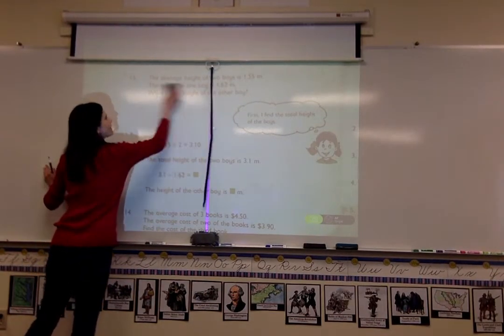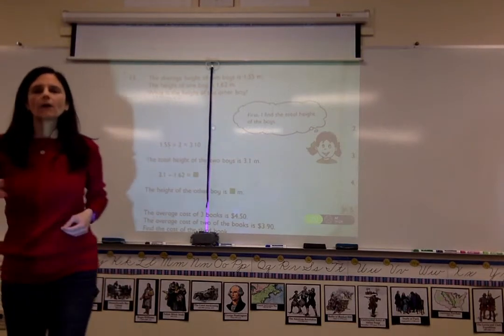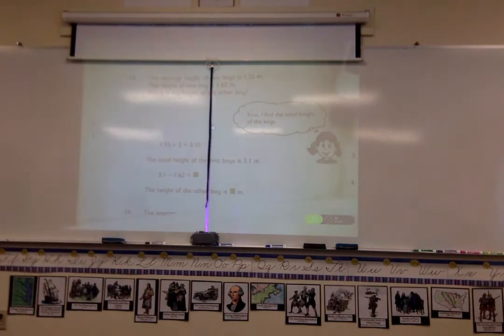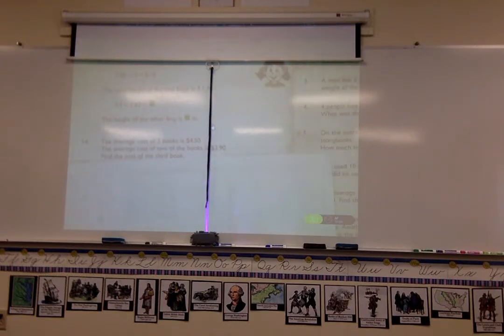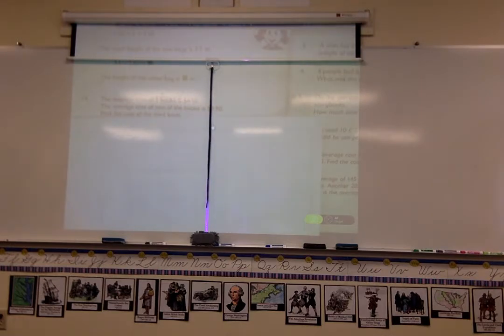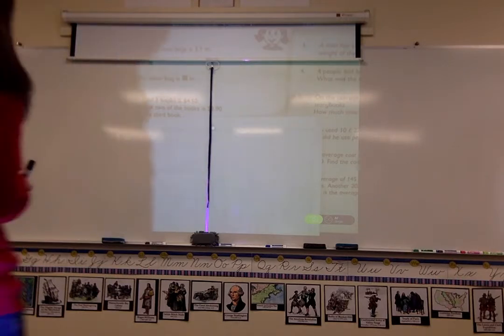And let's take a look at the second word problem that we're being asked to solve here on page 42. All right, number 14 says, the average cost of 3 books is $4.50. The average cost of 2 of the books is $3.90. Find the cost of the 3rd book.